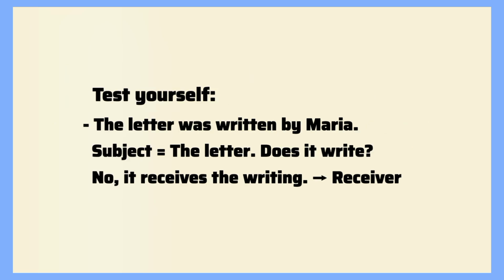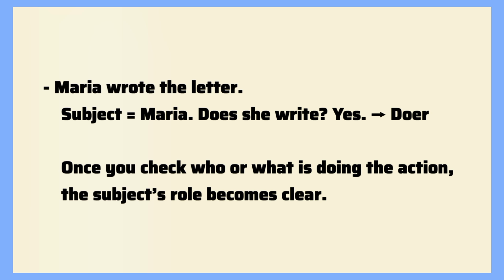Test yourself. The letter was written by Maria. Subject equals the letter. Does it write? No, it receives the writing. Receiver. Maria wrote the letter. Subject equals Maria. Does she write? Yes. Doer. Once you check who or what is doing the action, the subject's role becomes clear.